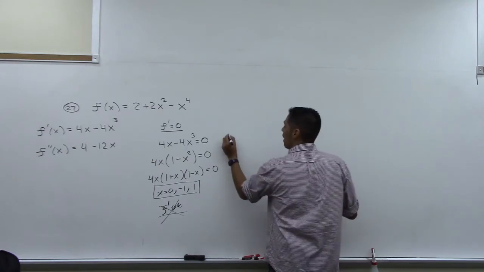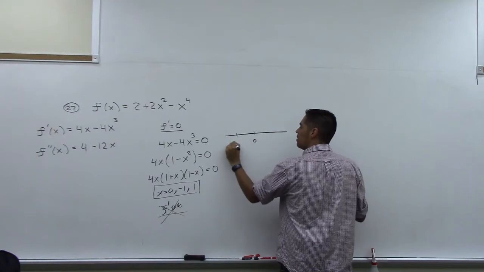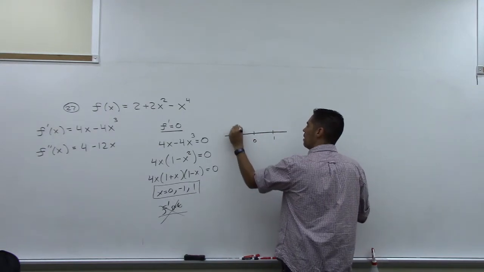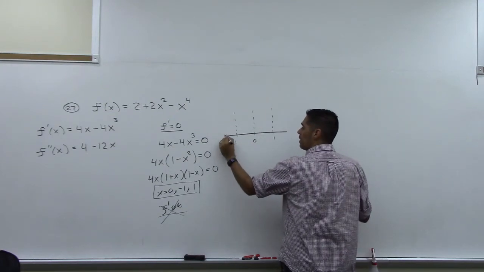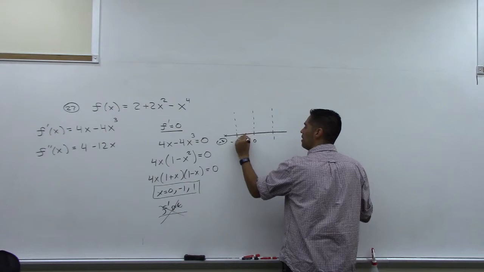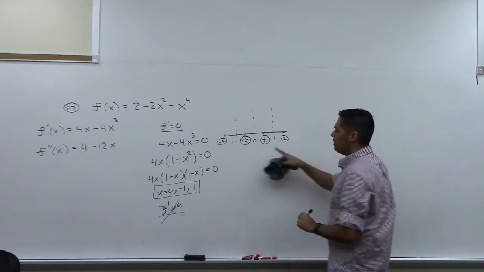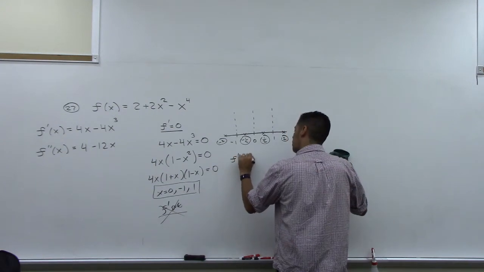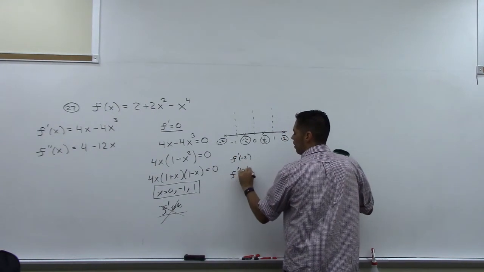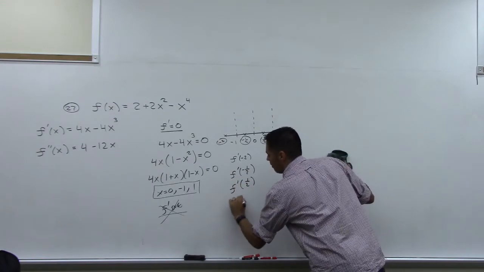And now what I'll do is I will plot these. I'm going to go a little smaller here. Here's 0, here's -1, here's 1. This breaks up my number line into 4 regions. I pick a test point over here like -2, test point in here like -0.5, test point in here like +0.5, and test point here 2. All of these points get plugged into the derivative. So I need f prime of -2, f prime of -1/2, f prime of 1/2, and f prime of 2.